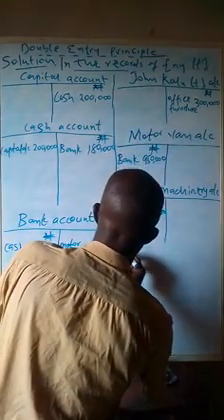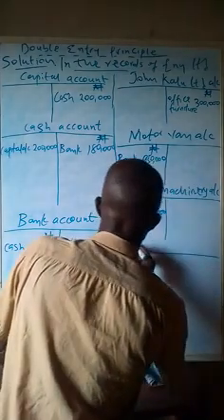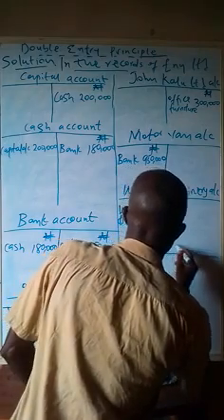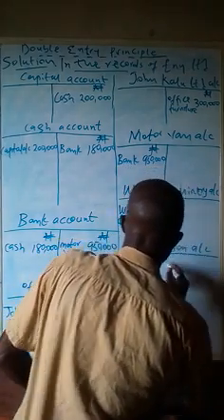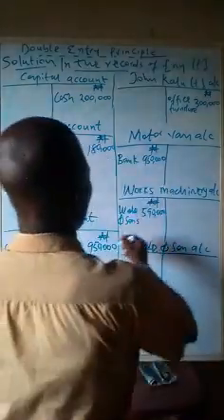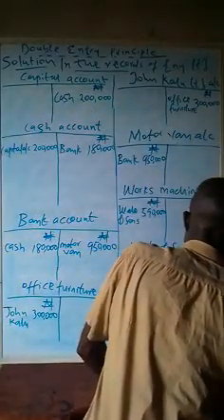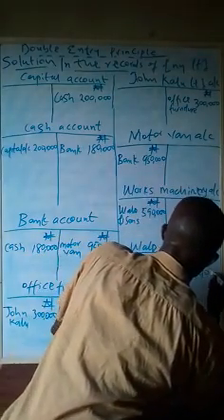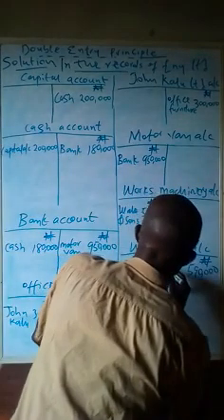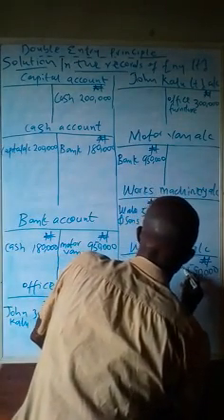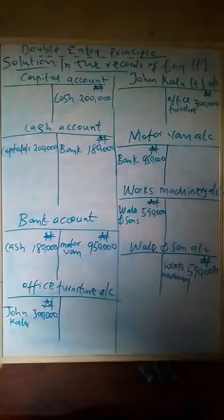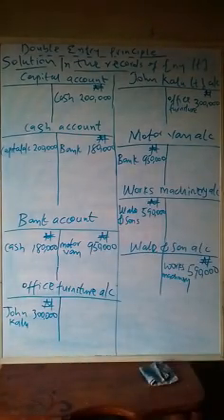Then you open Wale and Sons account. You now credit Wale and Sons for 590,000 naira, and that is works machinery. We manage it like that.